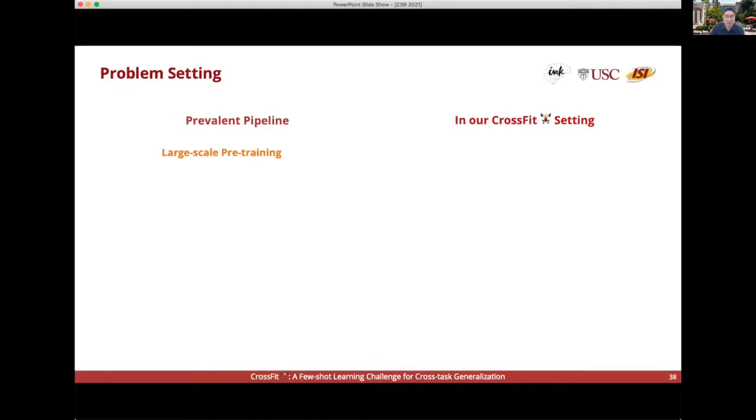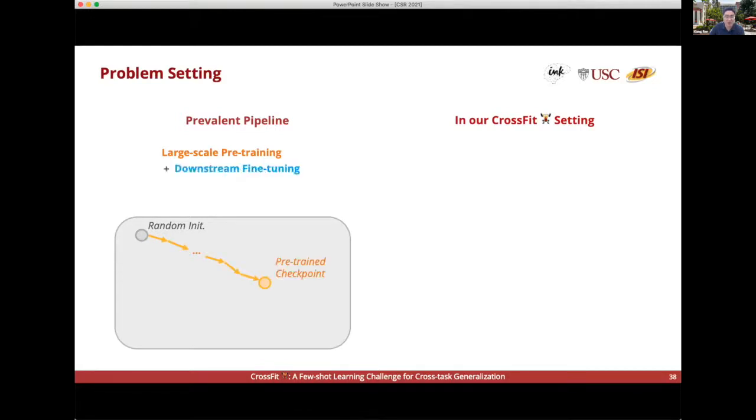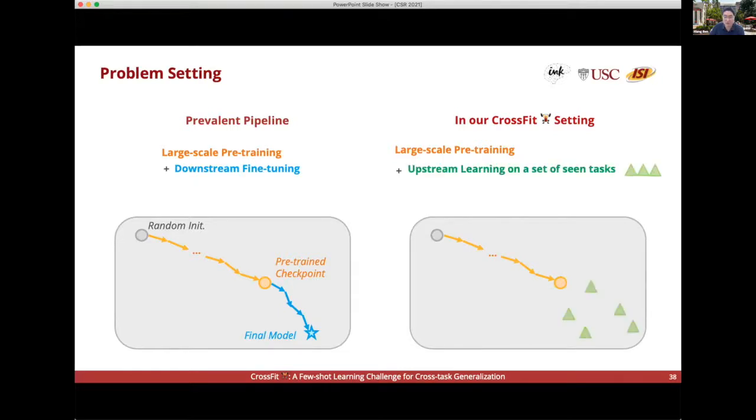So the pipeline is basically, if you look at what people are doing right now, you have a large scale pre-training going on to get a checkpoint, and then you take downstream task training data for fine-tuning, you get a final model to do evaluation on an out-of-distribution test set. And in the CrossFit setting, we have an additional step where you go from a pre-trained checkpoint, you look at a bunch of upstream learning tasks, you get a new checkpoint by learning from those upstream tasks, but you then ask the model to do downstream fine-tuning on an unseen task with a very small amount of data, maybe just a handful of examples, and you see how this model generalizes to that unseen target task, right?